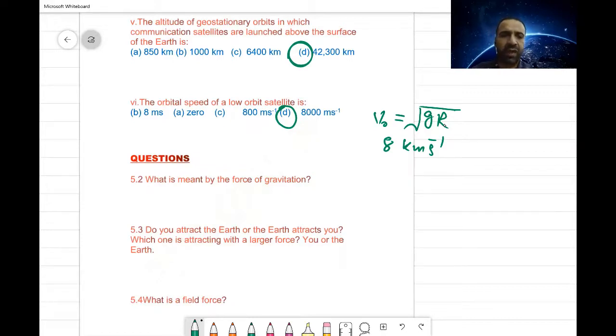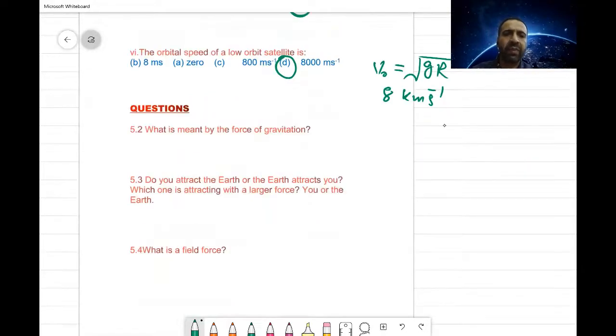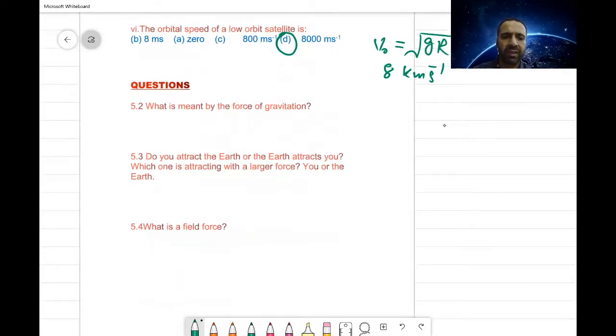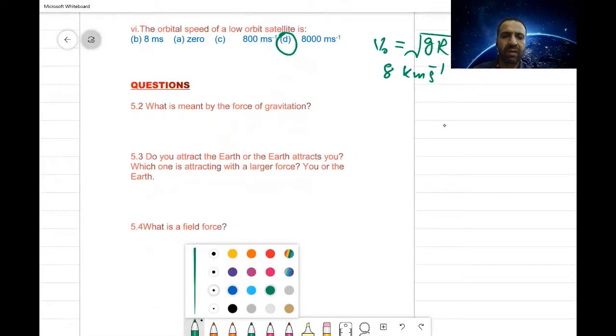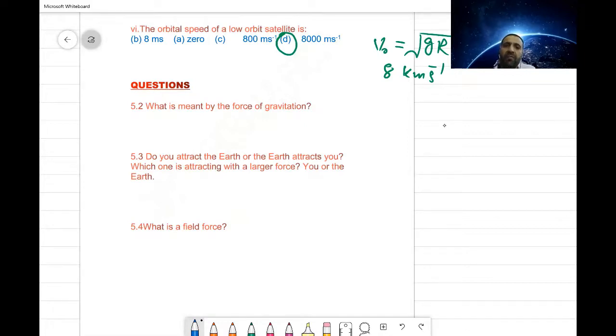Now let us move on to the question session. The first one is: what is meant by force of gravitation? If you remember, I told you that the force of gravitation is in fact the force of pull between all kinds of masses. Gravitation is the intrinsic property of masses, the natural property of masses, and it is the force of attraction. That is very easy, we already explained it, so I think we should not give any more time to it.